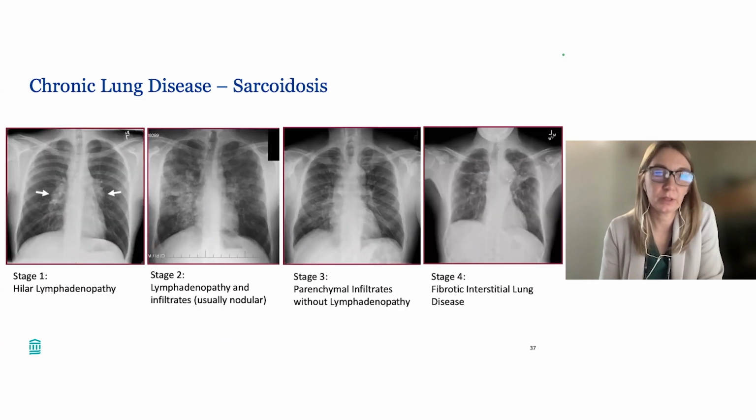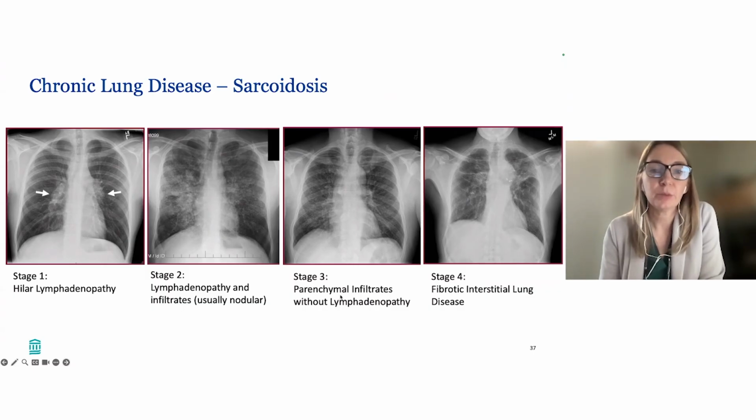And I told you we would talk a little bit more about sarcoid, and that is because the board exam likes to test on the stages of sarcoid, which are radiographically determined with chest x-ray. So stage 1 sarcoid is hilar lymphadenopathy by itself. Stage 2 is lymphadenopathy with infiltrates, which are usually nodular.